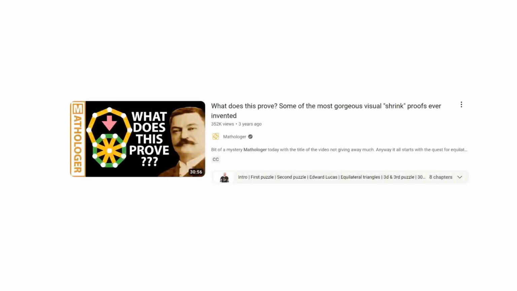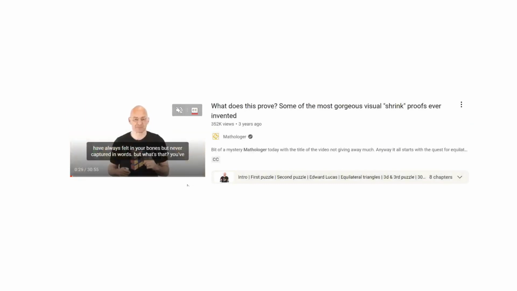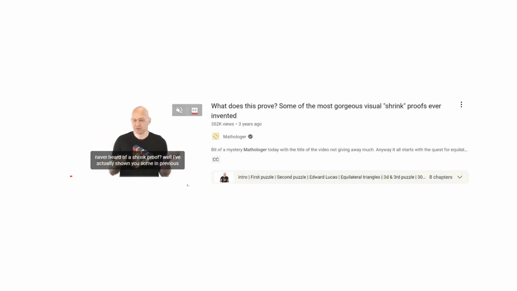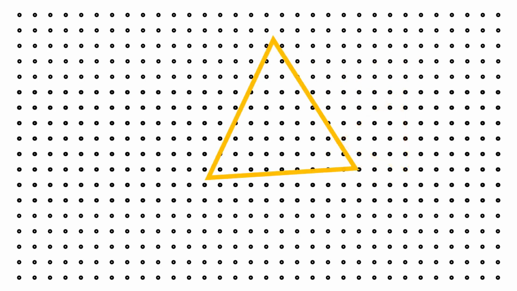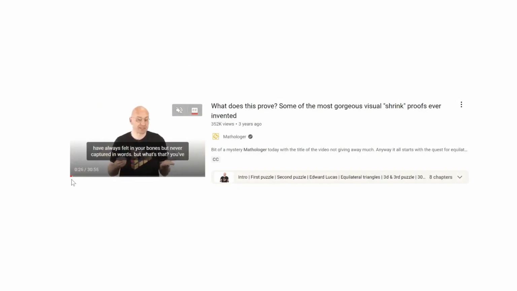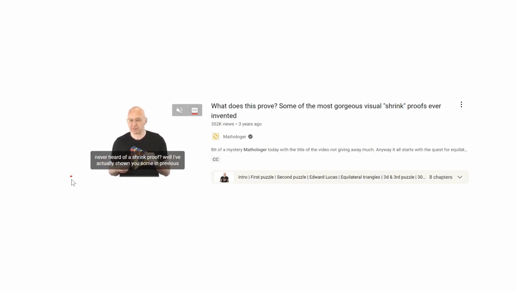In the original Mathologer video entitled, "What Does This Prove? Some of the Most Gorgeous Visual Shrink Proofs," linked in the description, after the first challenge, the Mathologer treats us to a stunningly intuitive visual proof that even on an infinite square grid of dots, you can't draw an exact equilateral triangle, no matter how big, with all three corners on the dots. But as the Mathologer points out, you can get very close. And a natural question to ask is, precisely how close?